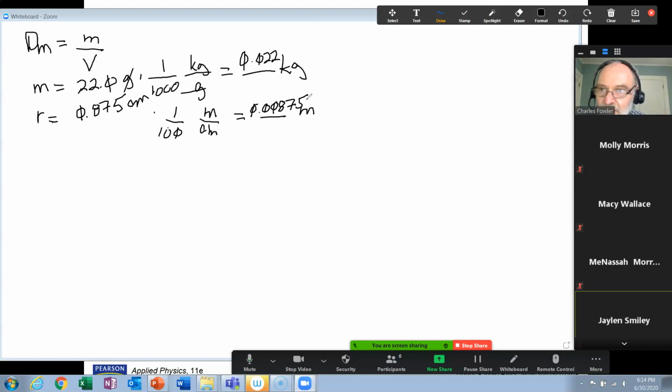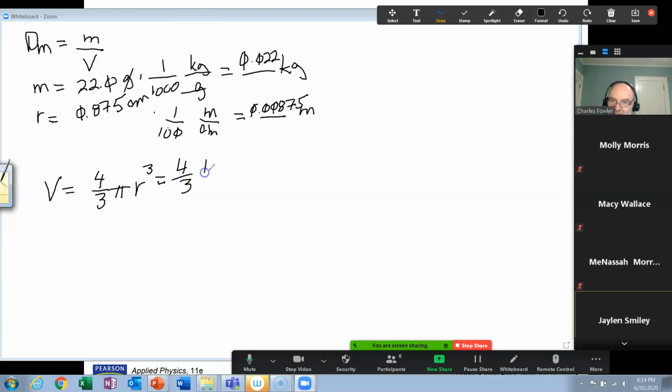So, we need the radius to get the volume. The volume is, that formula we just did, 4/3 pi times r cubed. Okay? Which is going to be 4/3 times pi. We're going to leave pi alone for now. And then the radius is this number here.